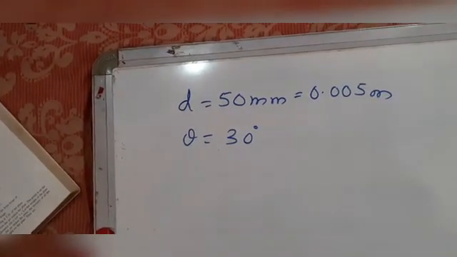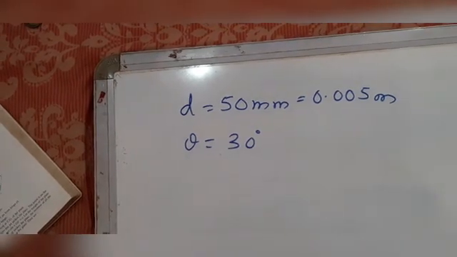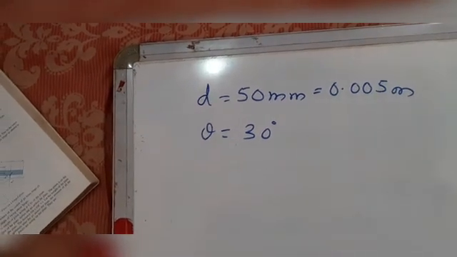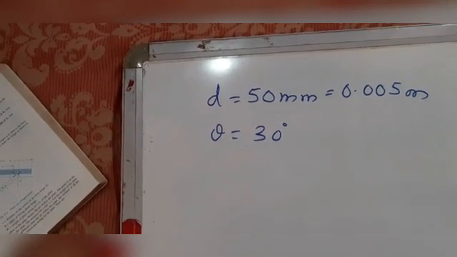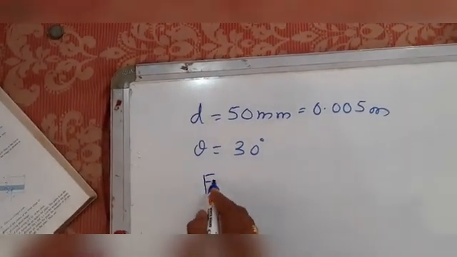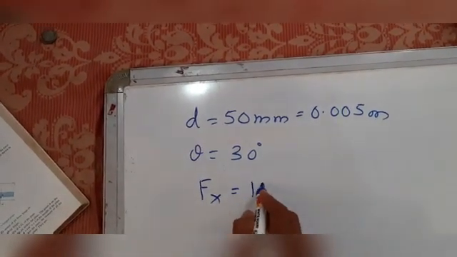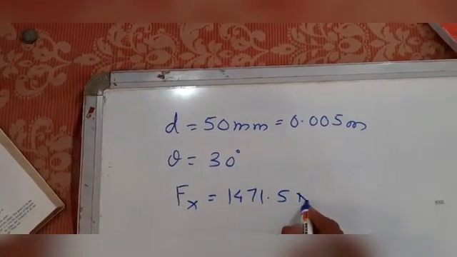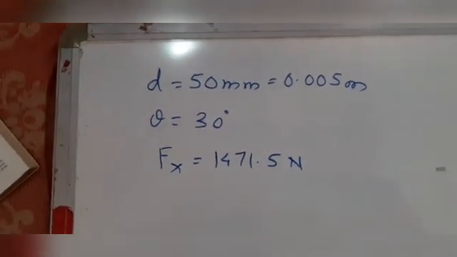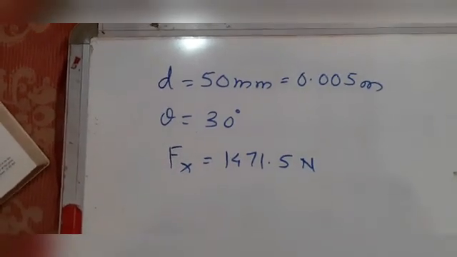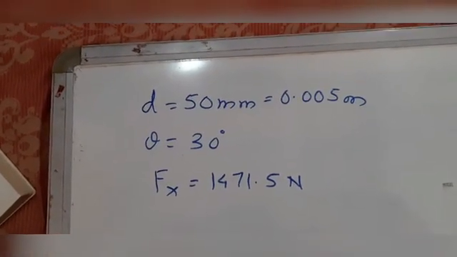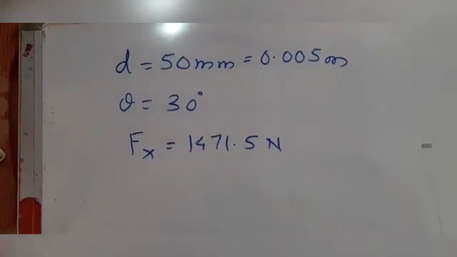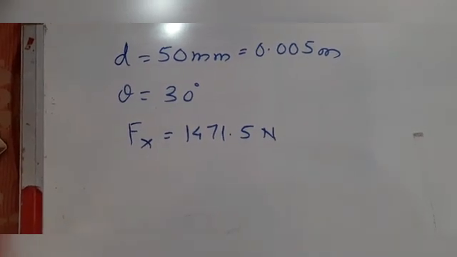Now the force exerted in the direction of jet is 1471.5 Newton. Here the force exerted in the direction of jet, that is Fx, is given 1471.5 Newton. Now we have to determine the rate of flow of water. In this question, we have to determine the rate of flow of water.